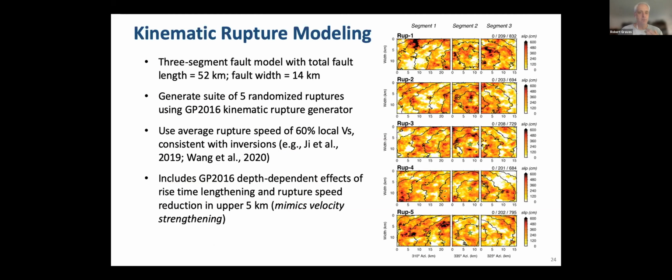So we've generated a suite of 5 randomized ruptures using the GP 2016 approach. Those ruptures are shown here on the right. These plot slip as a function of location on the fault for the 3 segments, as shown in the colors.